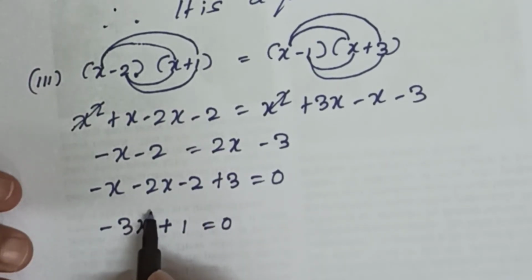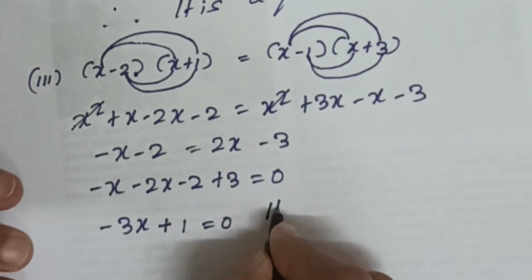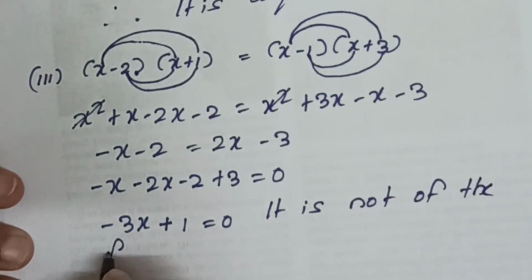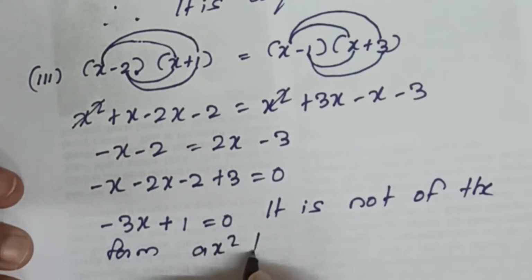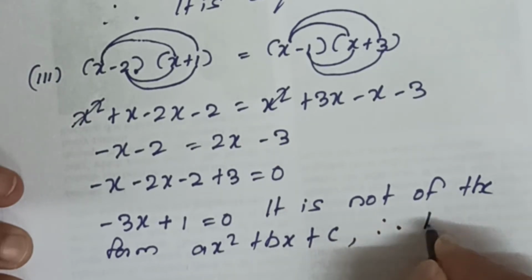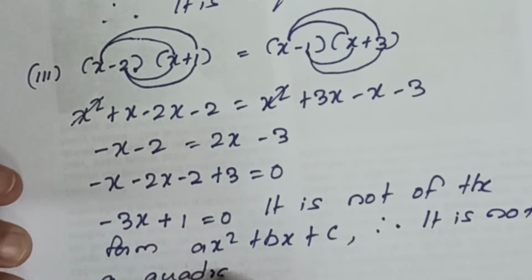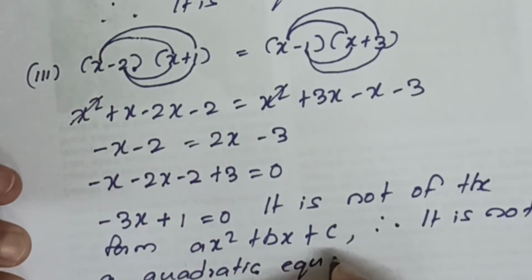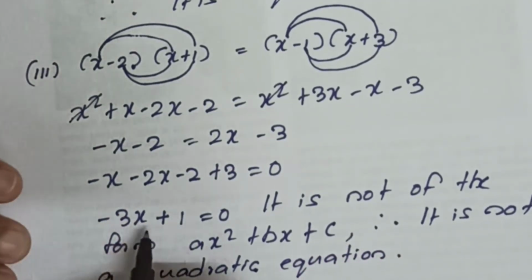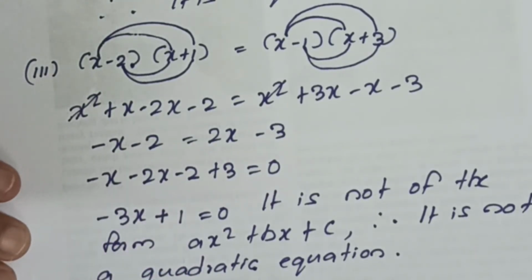See, the power is 1. Therefore, it is not of the form ax square plus bx plus c. So what happens? Therefore, it is not a quadratic equation. A quadratic equation means it should be of the form ax square plus bx plus c. Here it is not of that form. So see, this is minus 3x plus 1. So this is a linear equation. Okay, it's not a quadratic equation.